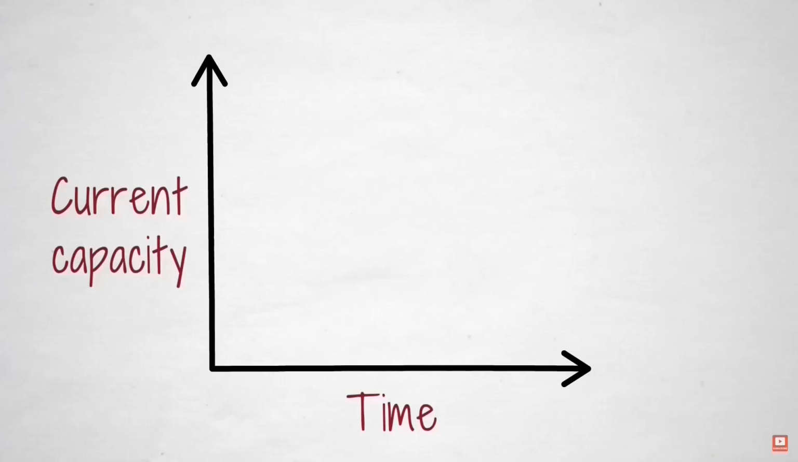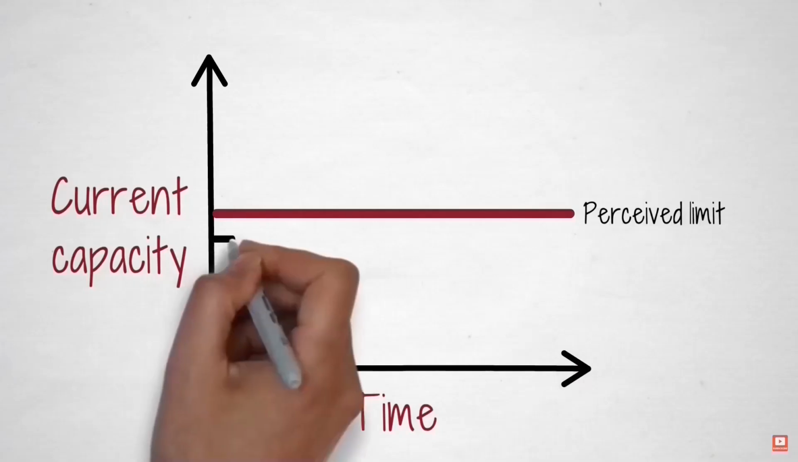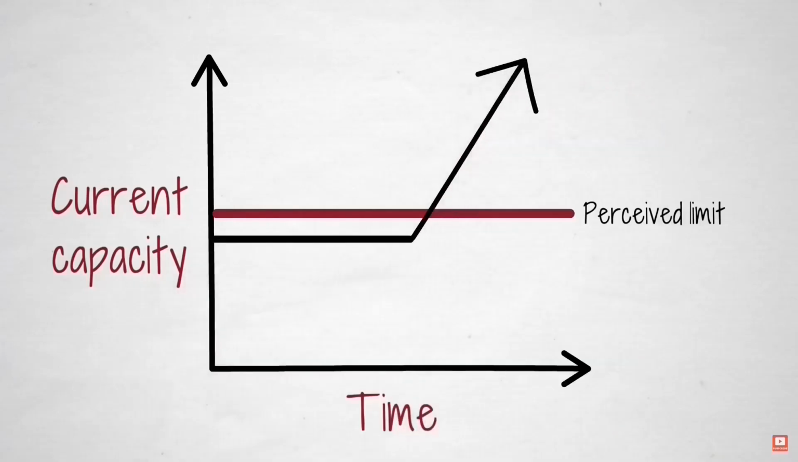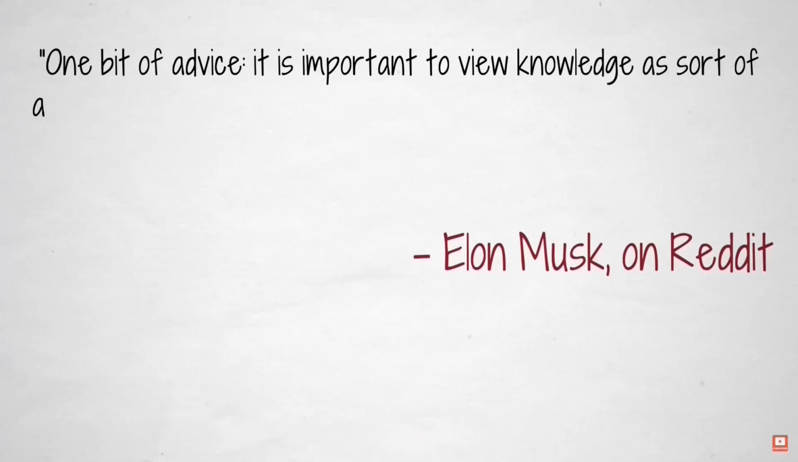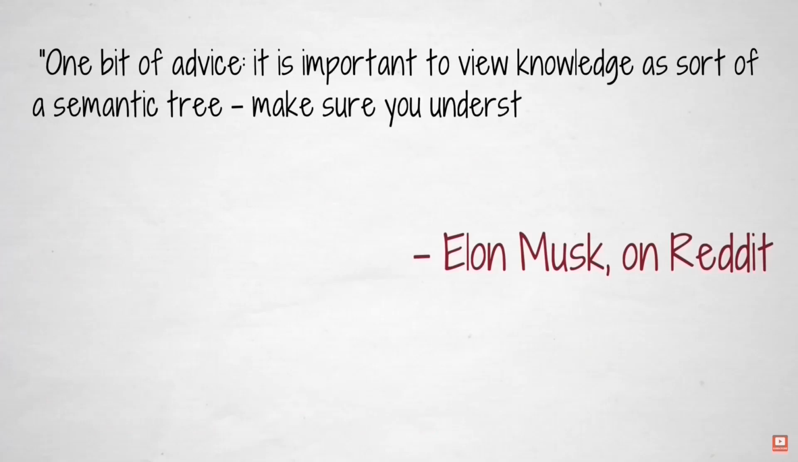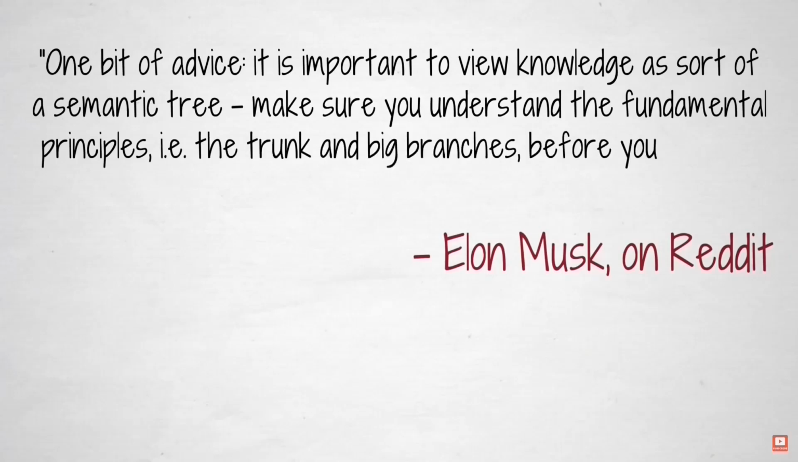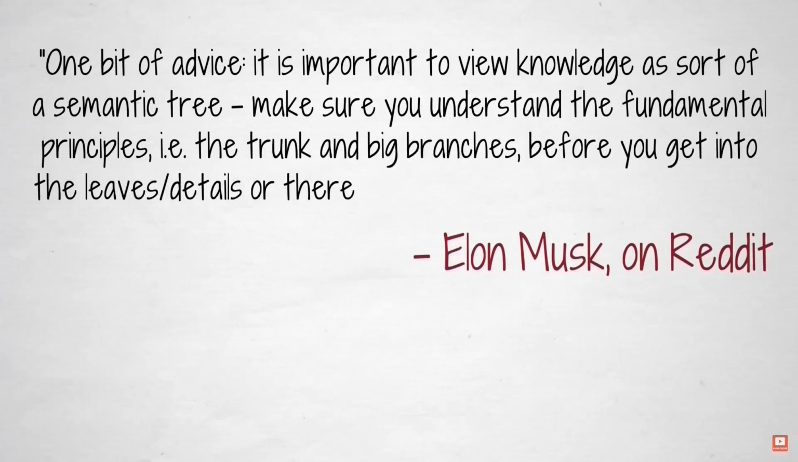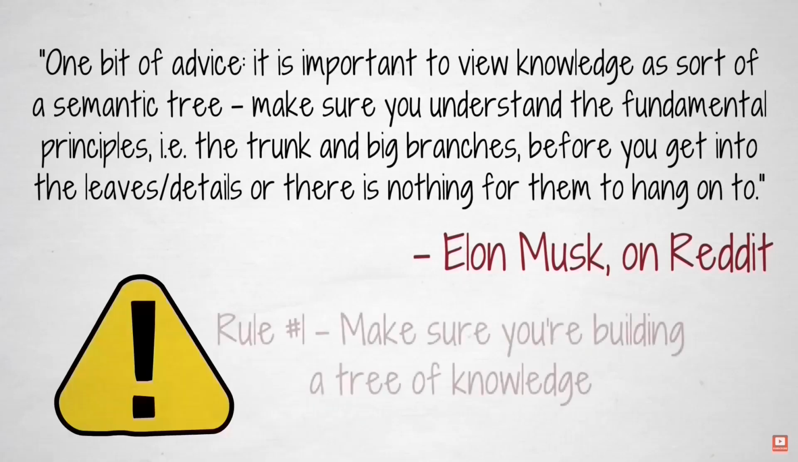When it comes to the average entrepreneur, Musk claims that they often don't break through their perceived limits and try to learn beyond their current capacity. They don't know how to outline their information in a way that leads to further revelation. One bit of advice: it is important to view knowledge as sort of a semantic tree. Make sure you understand the fundamental principles, i.e. the trunk and big branches, before you get into the leaves, details, or there is nothing for them to hang on to. Rule number one.